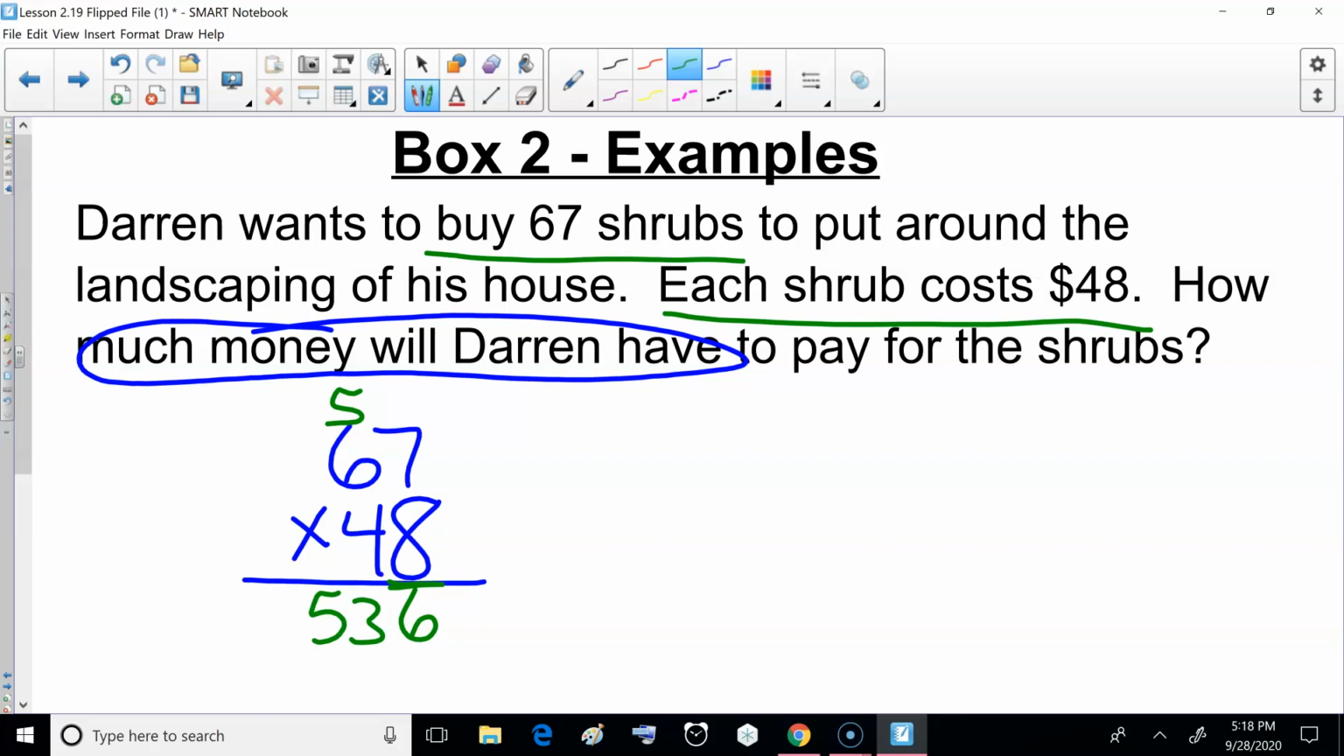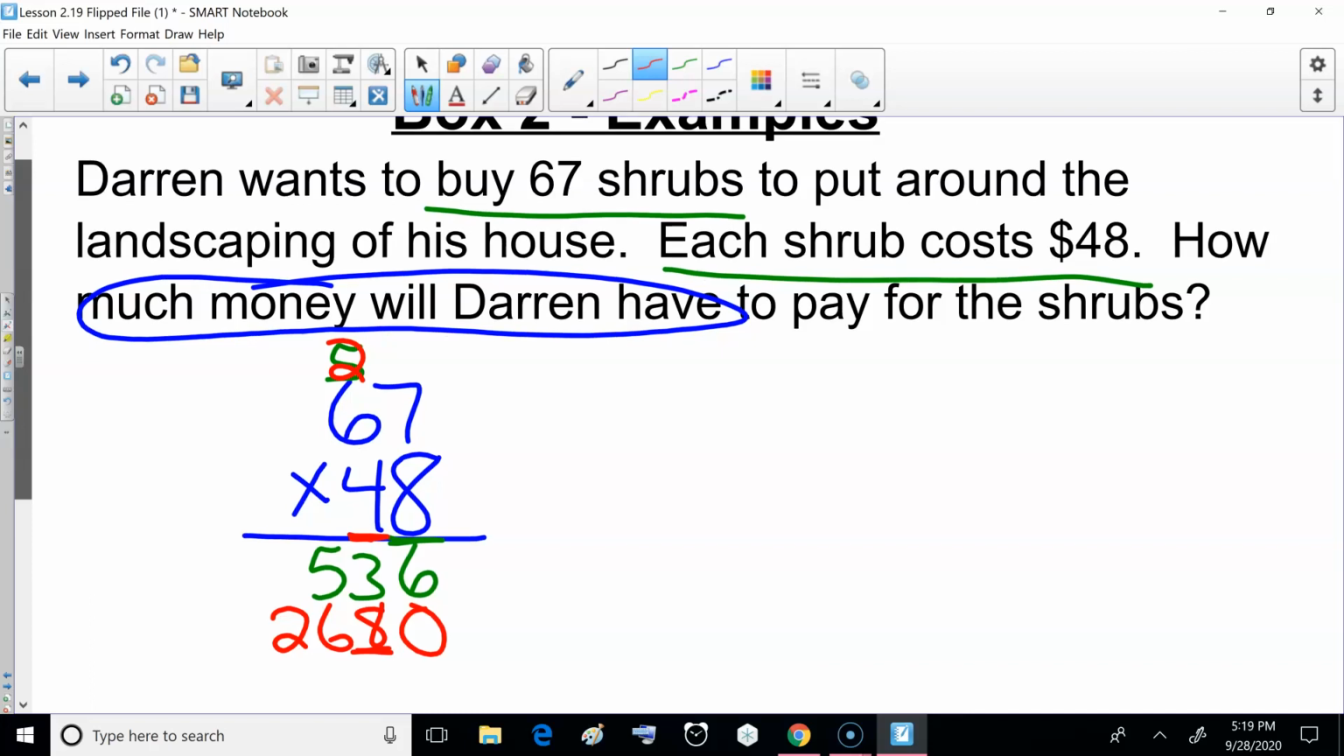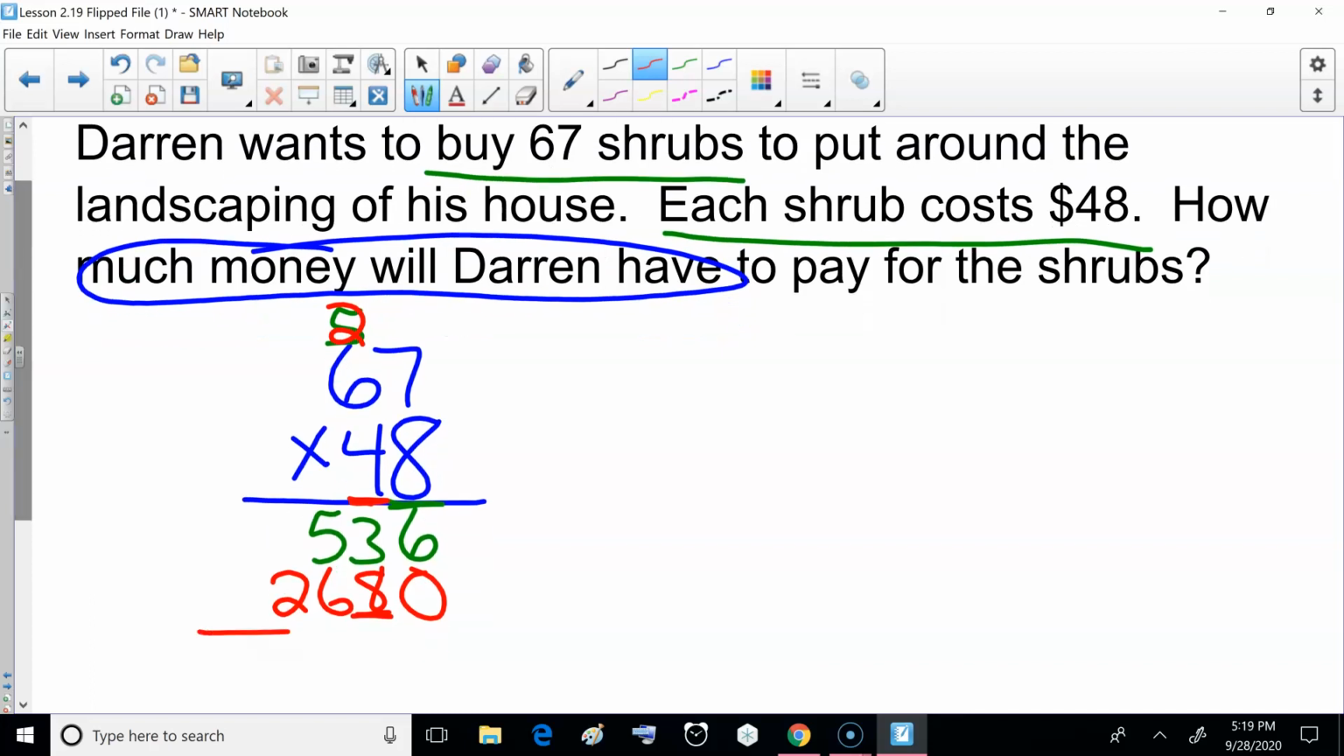For our next place value, we're starting at the 10s. So we start at the 10s, which means we put a 0 in the 1s. 4 times 7 is 28. 2 goes on top. 4 times 6 is 24, plus 2 is 26. And now we're going to add those two numbers together. So I'm going to give myself a little more space. We've got 6, 1, carry the 1. 1 plus 5 is 6, plus 6 is 12, carry the 1. 1 plus 2 is 3.